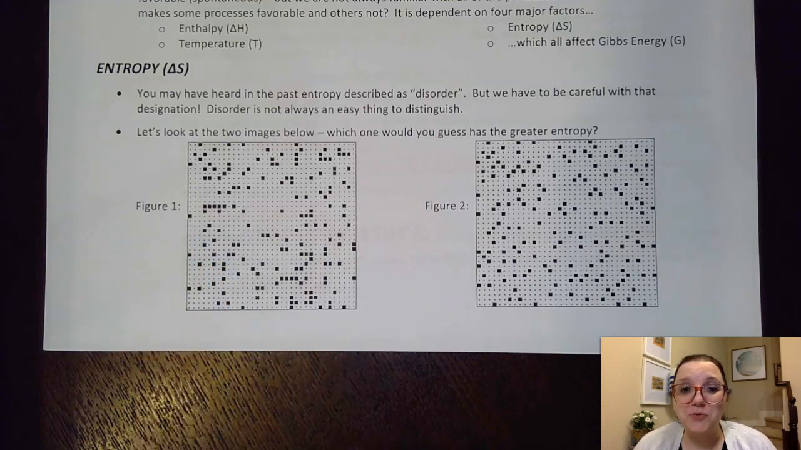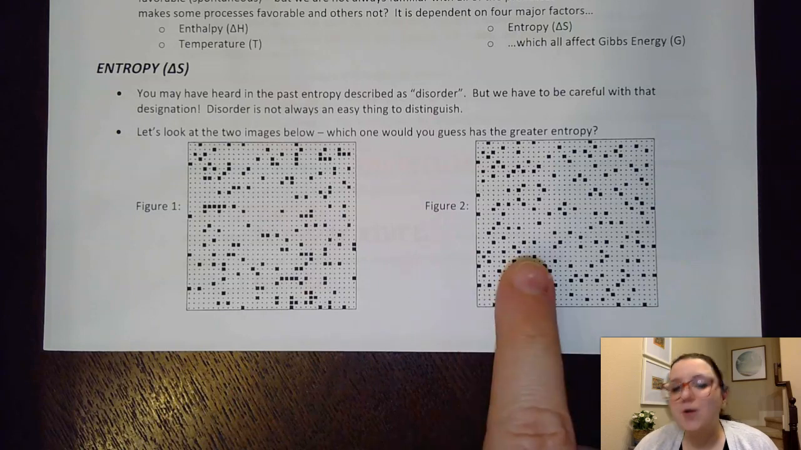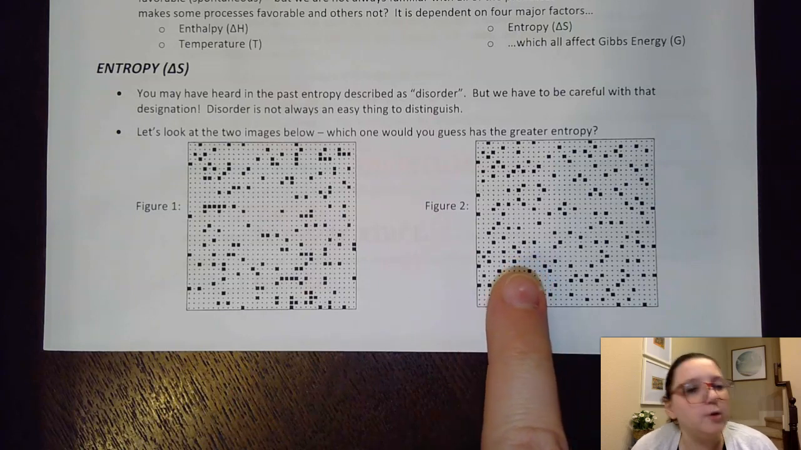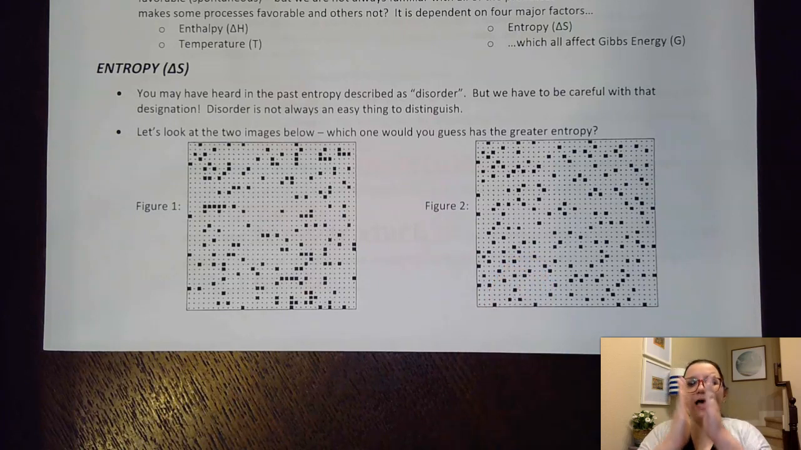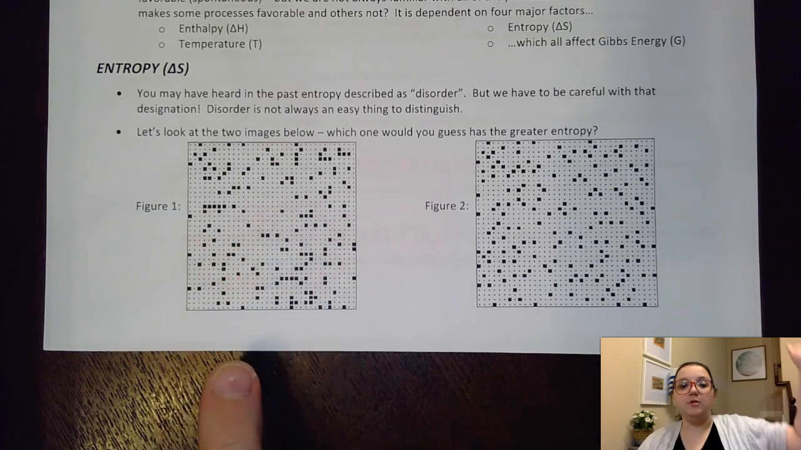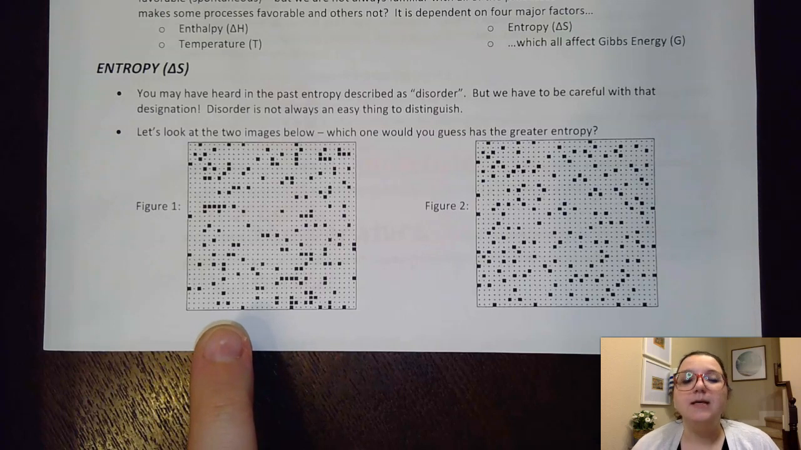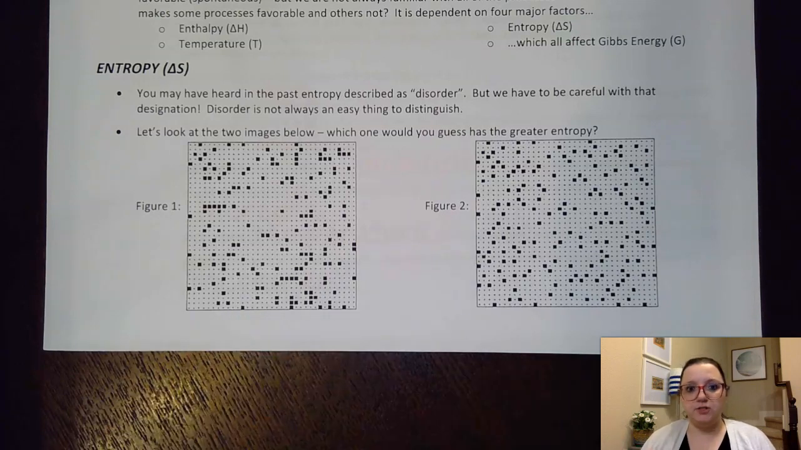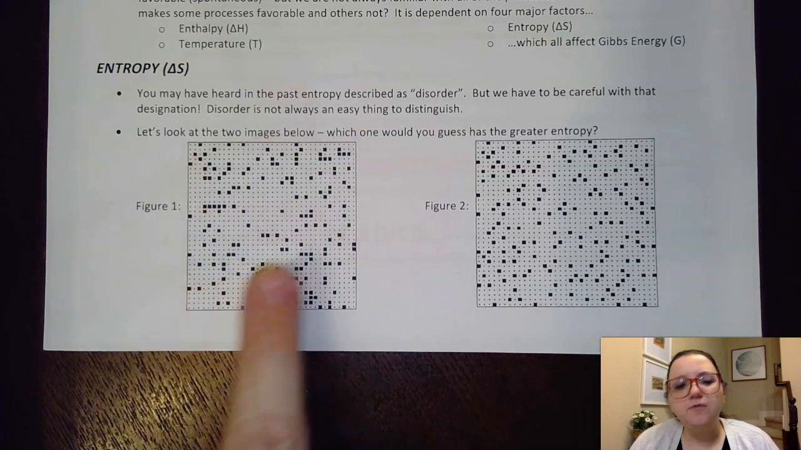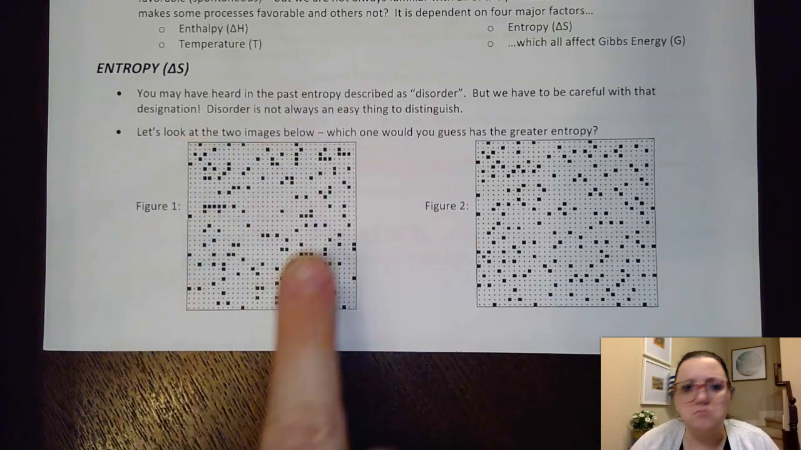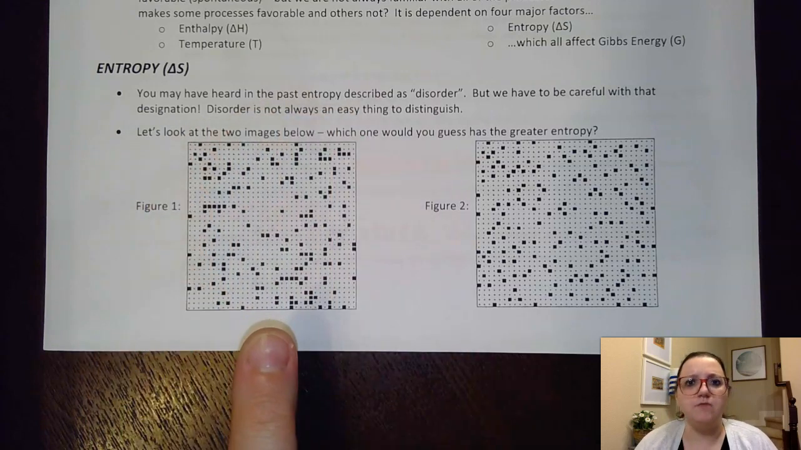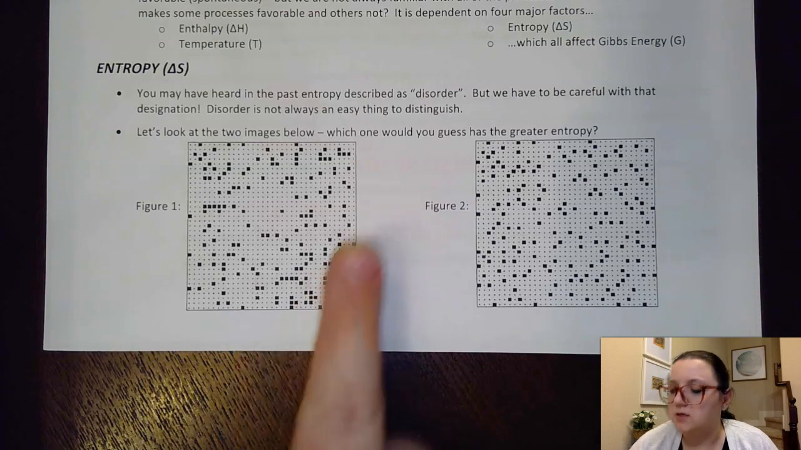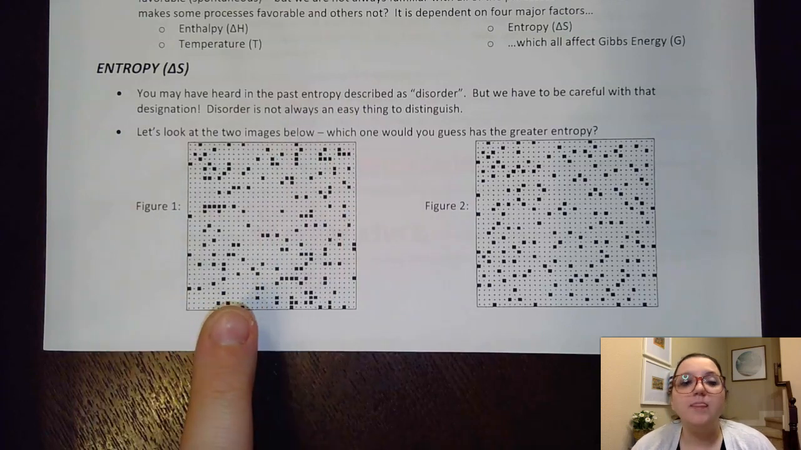Have you figured out what that rule is? Figure 2 had a rule that no two little black squares could have their sides touch. Okay? In figure 1, you could put those little black squares anywhere you wanted. Now think about this statistically for just a moment. Over here in figure 1, I have a wide variety of arrangements in which I could place those little black squares.